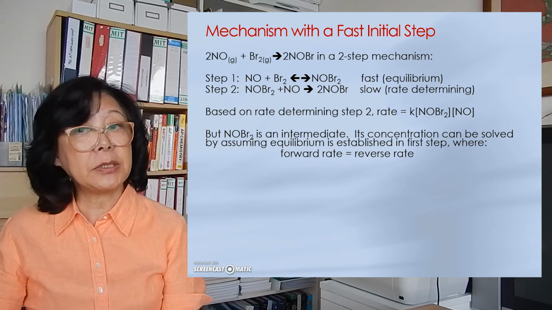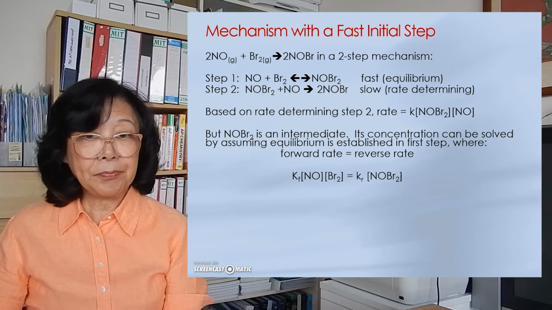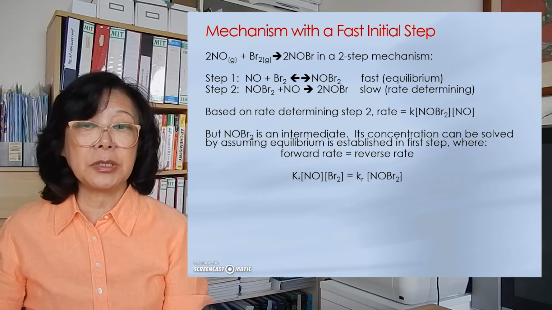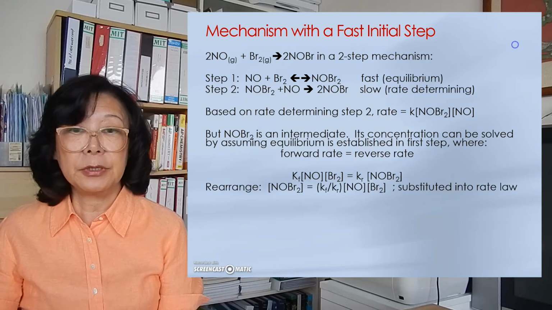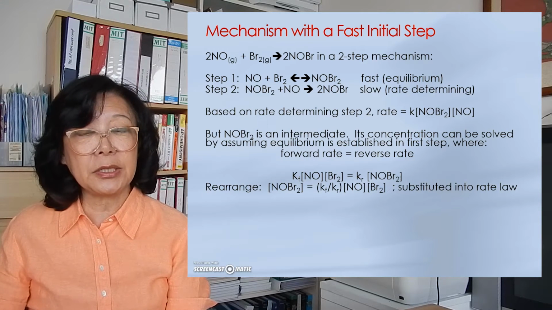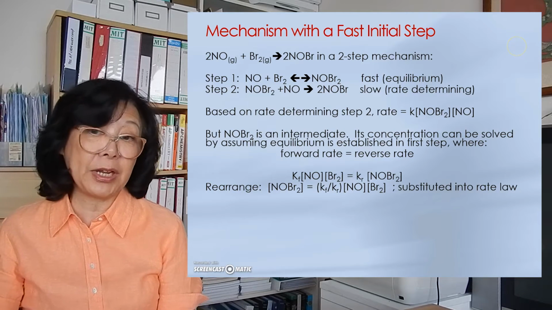Where the forward rate is equal to the reverse rate. That means if we write the rate law, the forward rate constant times NO and Br2 is equal to the reverse rate constant times NOBr2. Now we can rearrange the terms so that the NOBr2 is expressed in real measurable concentrations of NO and Br2 with some rate constant.